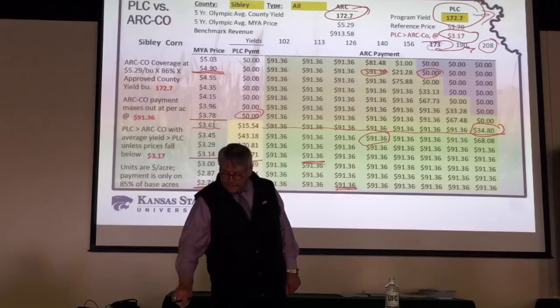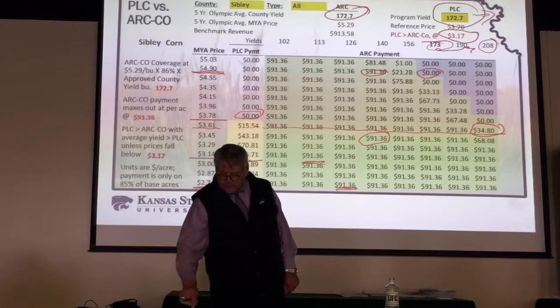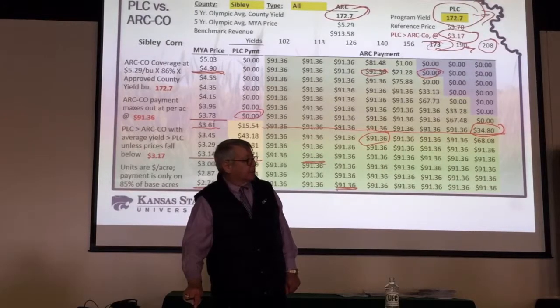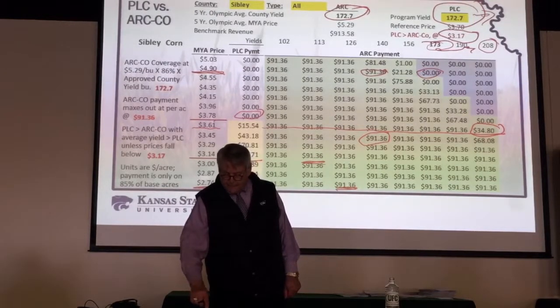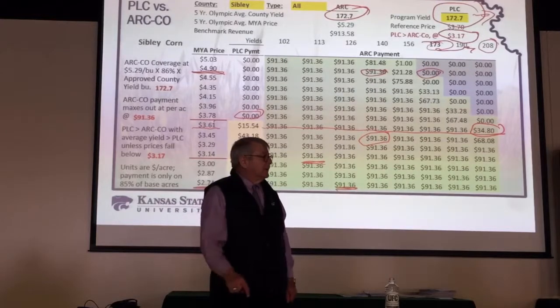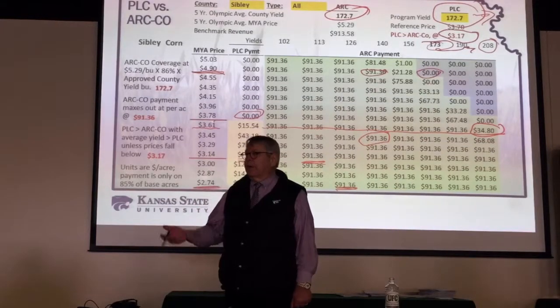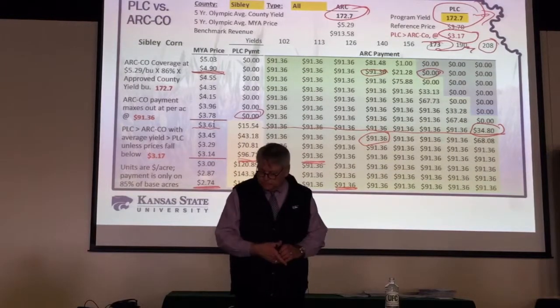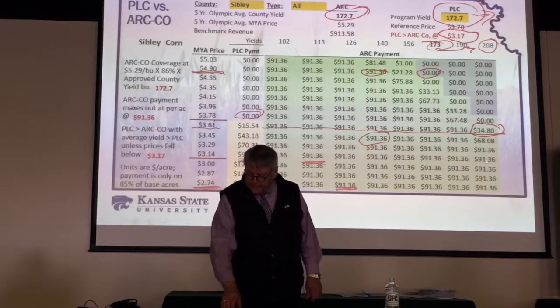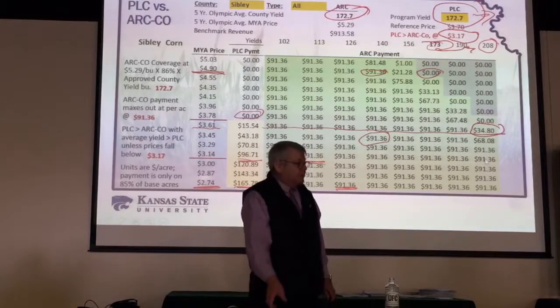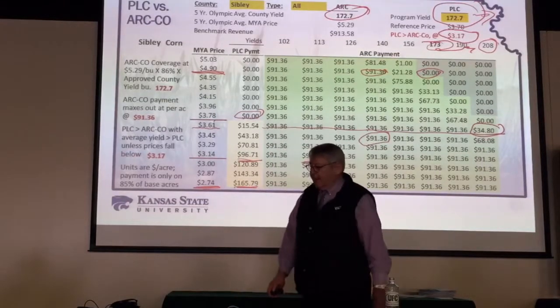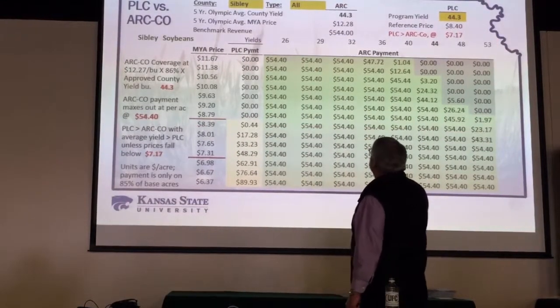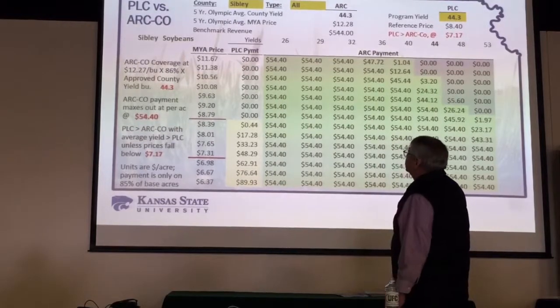Now, on the other hand, if your payment yield is less than the Olympic average county yield, then the price is going to have to drop more than 317 before PLC will pay more than the ARC program. Okay. So that's what it's going to come down to. In many cases, it's pretty much a price forecast. The other half of that coin is what happens on the yield side. I've got the same thing, and you can study this on your own.